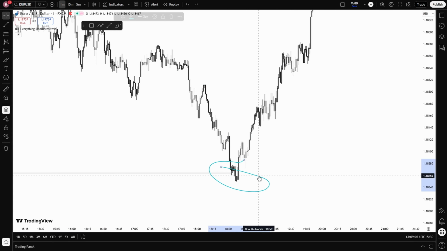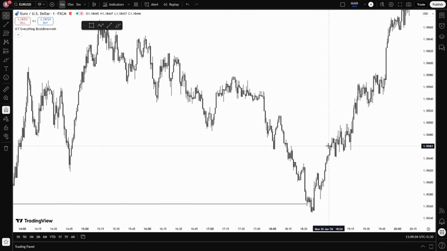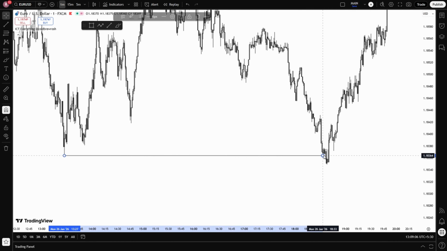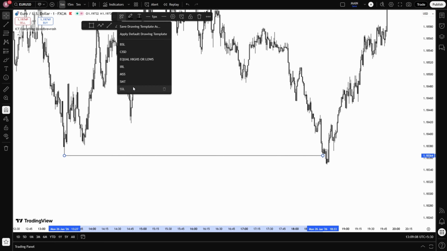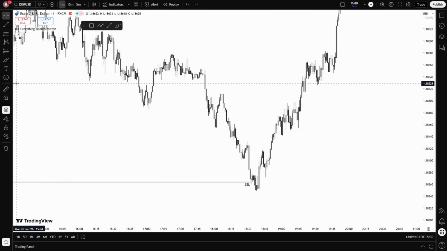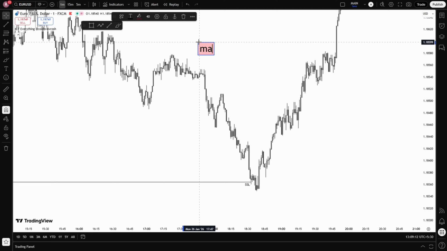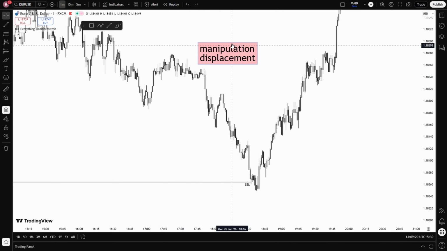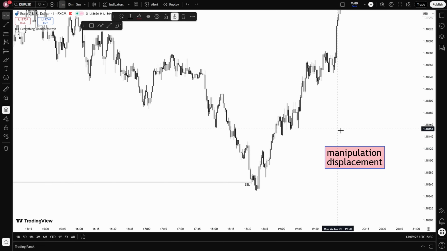Now let's talk about what actually happens at the time of a liquidity sweep. There are two things that usually happen. The first thing is manipulation. The second thing is the deciding leg, which we also call the displacement leg. Whenever you see a liquidity sweep that is valid for a reversal, you will always see both a manipulation leg and a displacement leg.